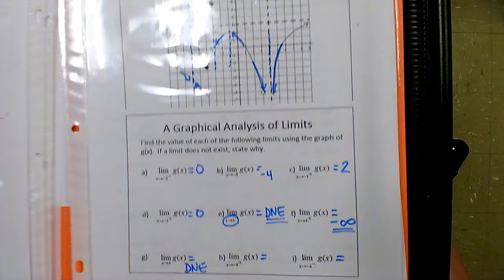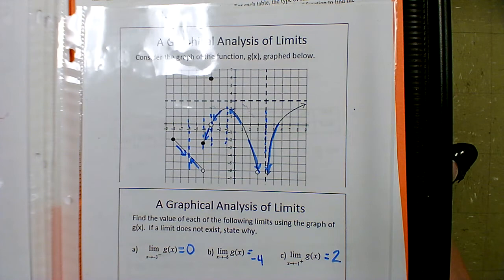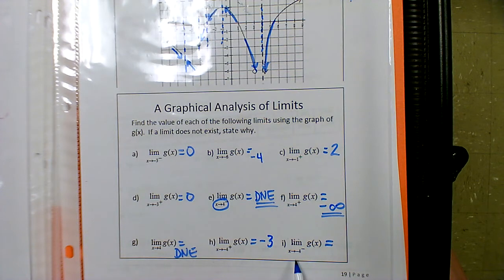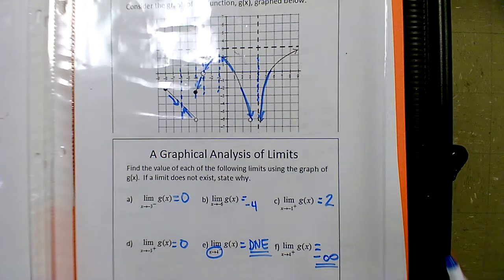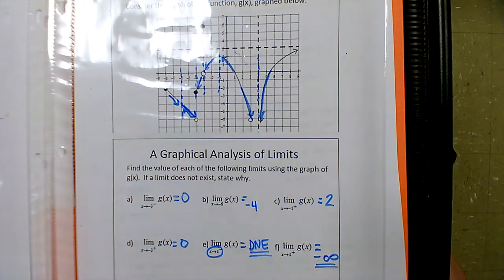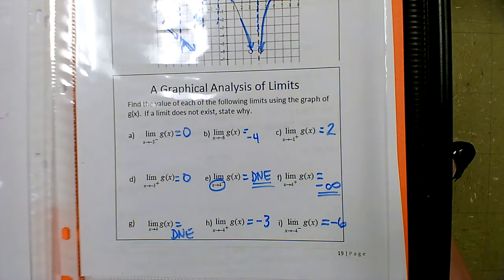What if we approach negative 4 from the right? What are we getting closer to? Negative 3, I like it. And what if we approach negative 4 from the left? We get negative 6. Good. Sorry, you can't see those.